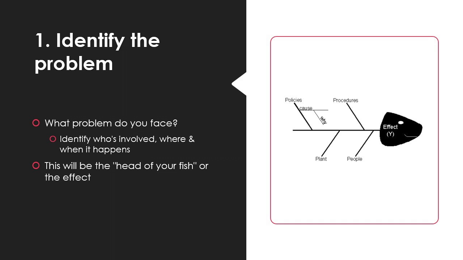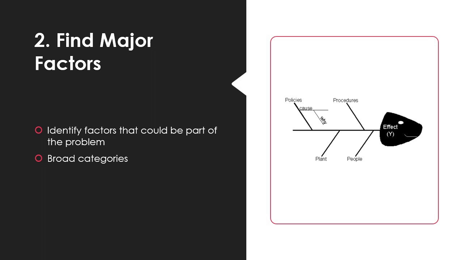In this step, identify who's involved and where and when the problem happens. This will be the head of your fish, or the effect on your diagram. Then you'll move on to step 2, which is finding major factors. Identify any factors that could be part of the problem.